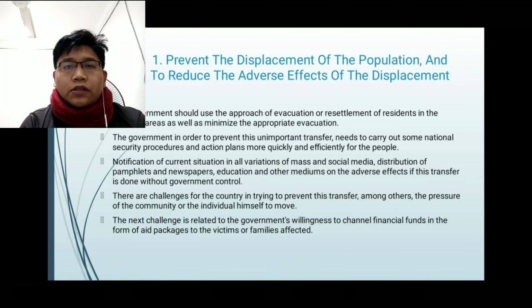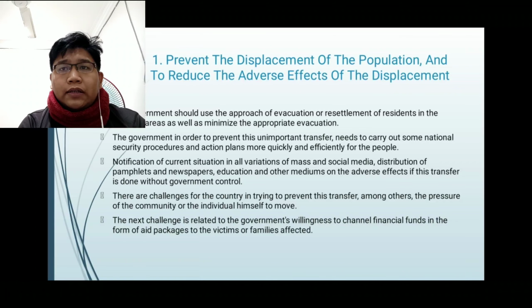Notification of the current situation through all variations of mass and social media, distribution of pamphlets and newspapers, education, and other mediums on the adverse effect if this transfer is done without government control. There are challenges for the country in trying to prevent these transfers, among others, the pressure of the community or the individual himself to move. These are challenges that happen in many countries. The next challenge is related to the government's willingness to channel financial funds in the form of aid packages to the victims or families affected.